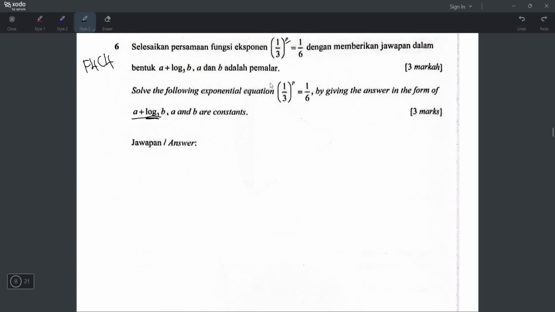Add log, and don't forget P is what you're trying to find. So for questions like this that cannot change to the same base, we have to add log. And the way to add log is you add it to both sides. So here we become log of 1/3 to the power P, and then the log of 1/6 I write here. And what about the log base?